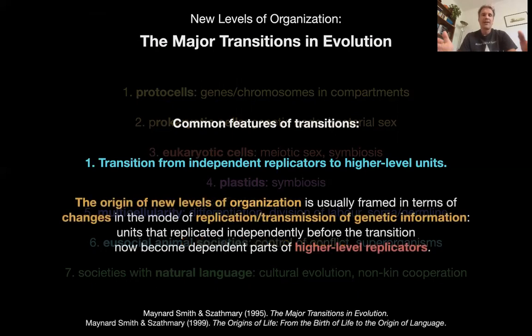So the origin of new levels of organization is usually framed in terms of changes in the mode of replication and transmission of genetic information. So units that are replicated independently before the transition now become dependent parts of higher level replicators. And it's formulated in a very reductionist replicator inheritor type perspective. You may remember that Maynard Smith is one of the main proponents of that very simple perspective of evolution. So there is a problem with that.